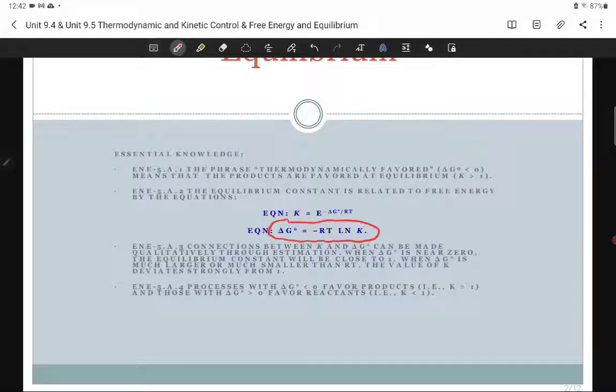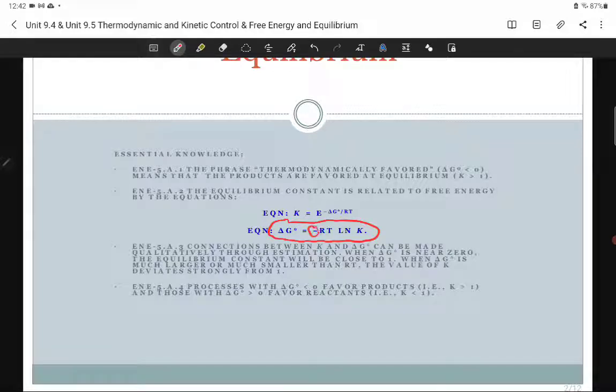Delta G equals negative R. Now this time the R is not the gas law constant because this is all about energy. So that constant is 8.314. Temperature is in Kelvin, still T, and then natural log of K. So if we know the K, we can figure out delta G. If we know the delta G, we can figure out K.